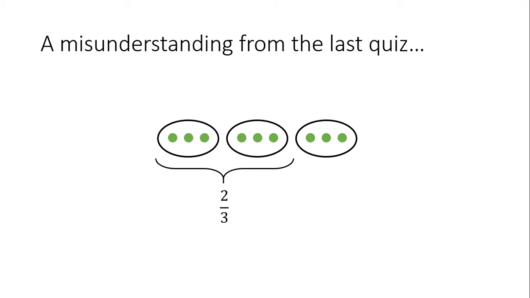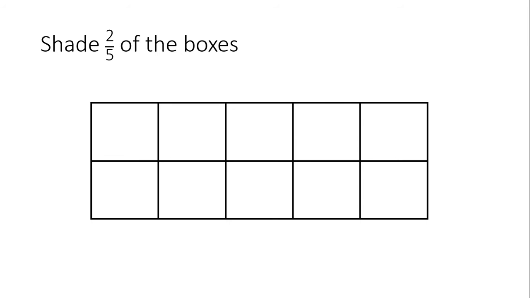And now you may be saying, well, why does it make a difference? They're the same fraction. And it's true. 2/3 is the same fraction as 6/9. But again, we're putting the dots into groups for reasons, and I think the reason will become clear when I show you my next example. This question says, shade 2/5 of the boxes.